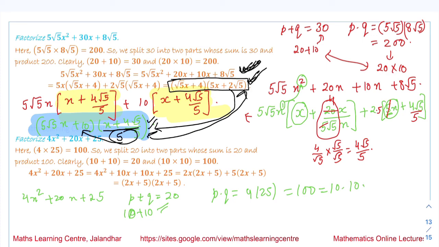So we write this polynomial in the form 4x square plus 10x plus 10x plus 25. From the first two terms, we group these two terms and we group these two terms. From the first two terms we have taken 2x common. From the next two terms we have taken 5 common, and we obtain the final answer in the form 2x plus 5 into 2x plus 5. Basically both these terms are the same and you can write it as 2x plus 5 whole square. So this is your answer in this case.